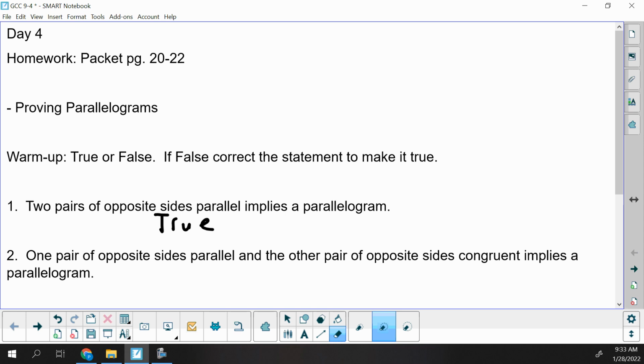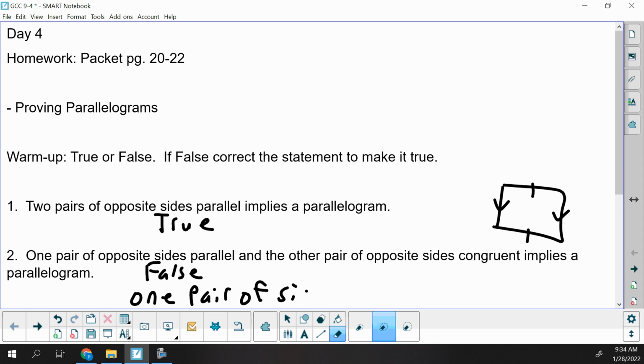The second one, pair of opposite sides parallel and the other pair congruent. Well, in a picture, that would be having like those parallel and those congruent. That does not give us a parallelogram. That's not true. We would need the same set of sides being both congruent and parallel. So this is false, and we could correct it by saying one pair of sides congruent and parallel implies parallelogram.